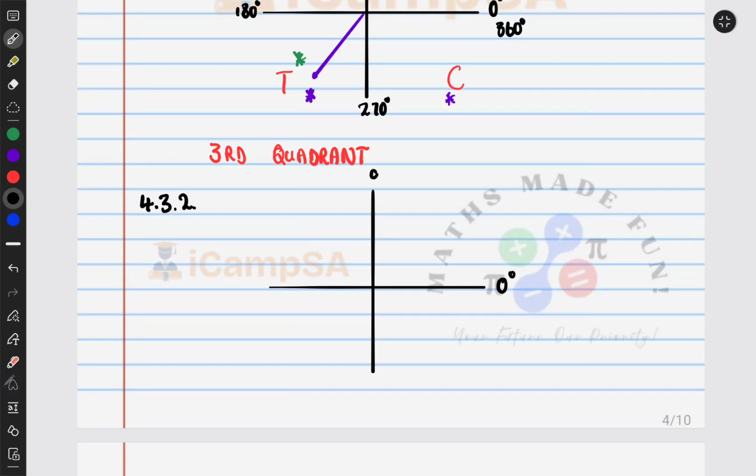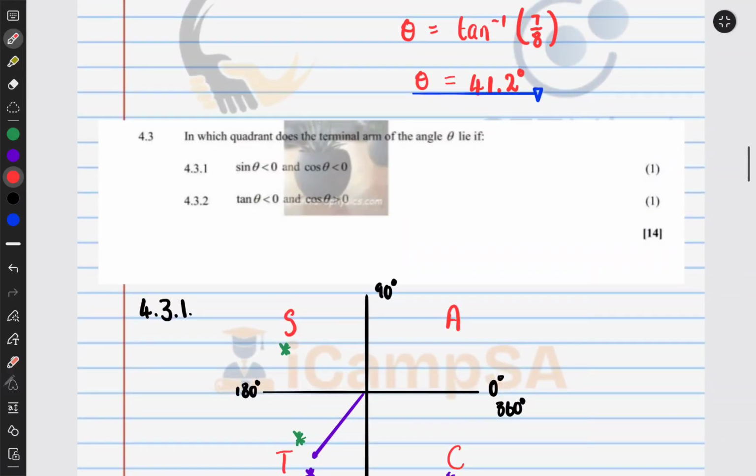Let's bring back our angles: 91, 80, 270 degrees and 360 degrees. Remember our CAST method. Okay, and then what are the conditions?